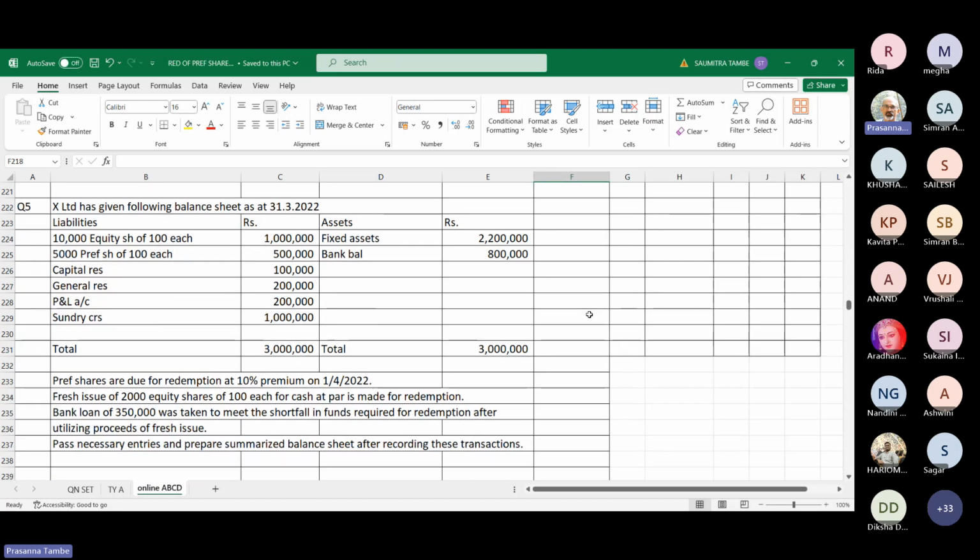Question number 5. I'll just discuss this question and I'm going to ask you to make some try on this. You have 10,000 equity shares of 100 each. 10 lakhs is the paid up equity capital. 5,000 preference shares of 100 each. 5 lakhs paid up preference share capital. We have capital reserve, GR, P&L account, and then the rest of the items.